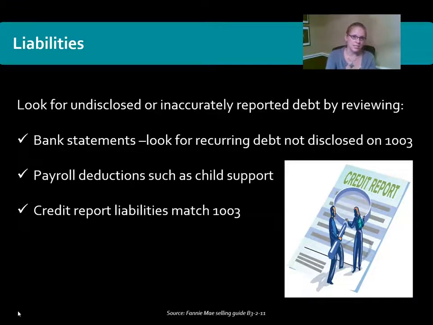What you want to do in the liabilities is to look at undisclosed or inaccurately provided debt. And you can do that by looking at the bank statements. You want to look to see if there's any monthly recurring debt that is not listed on the 1003. You can also look at the pay stub provided and see if there's a deduction for child support. A lot of times you're not going to see that the borrower disclosed a deduction for child support, but you can find that on the pay stub. Lastly, you want to make sure that you're comparing the credit report's trade line deductions to the 1003 liability section.